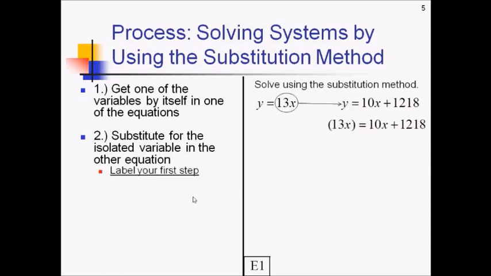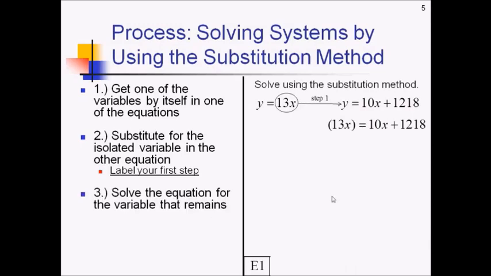When you're doing this, I recommend that you label your first step. We're going to see that this is going to take us all over the place in terms of our work, so it's a good idea to tell the reader what your first step is so that they can follow. All right, once you've got that substituted, you're going to go ahead and solve the equation for whatever variable's left.